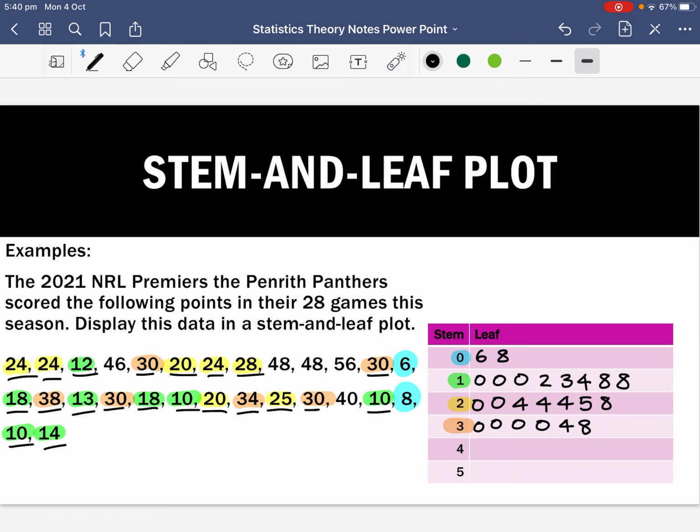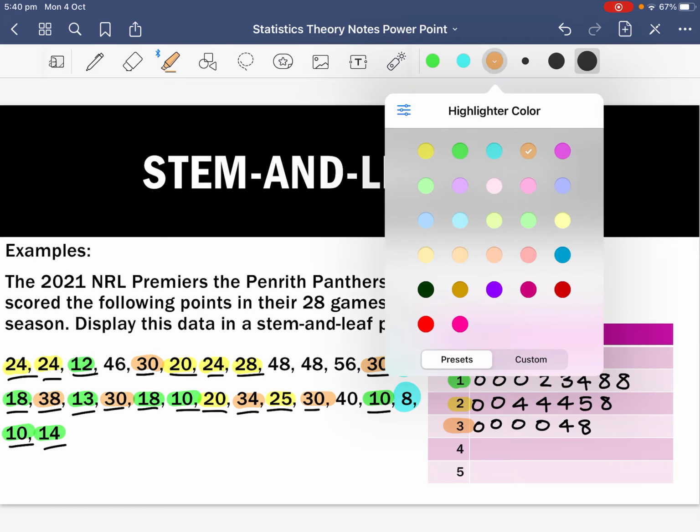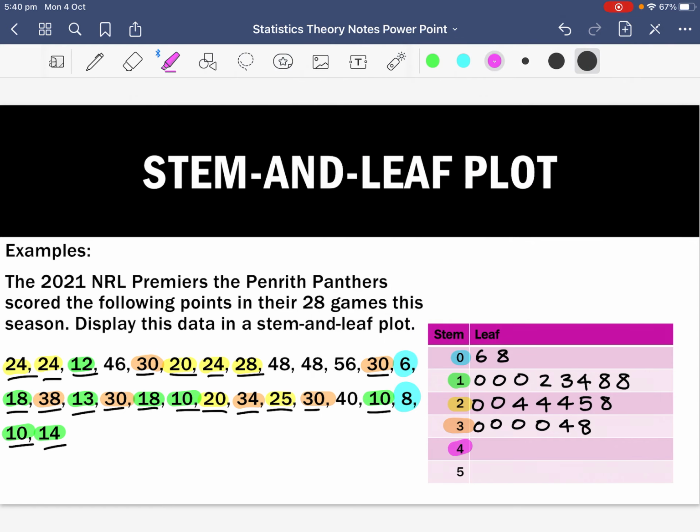Then we're going to look for our scores with a stem of 4s. So 46, 48, 48. So we're going to write those in, 6, 8, 8. And then lucky last, we have a score with a stem of 5, which is 56. So we're going to put our 6 there.